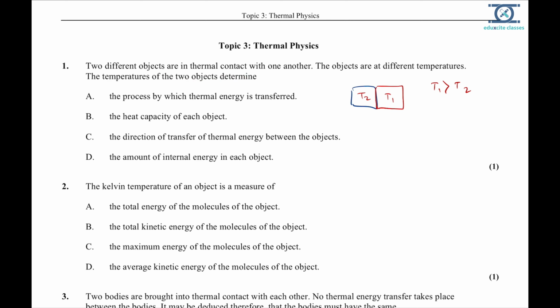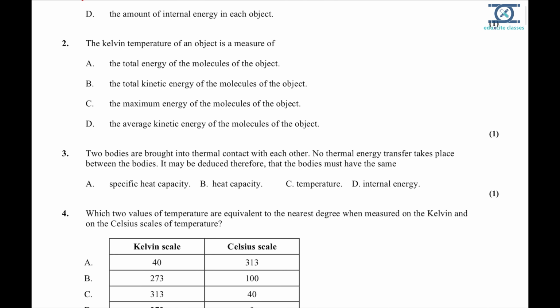So we know that when two objects are kept in contact with a certain difference in temperature, heat always flows from the higher temperature region to the lower temperature region. That is the direction of the transfer of thermal energy, option C. The rest are all incorrect.